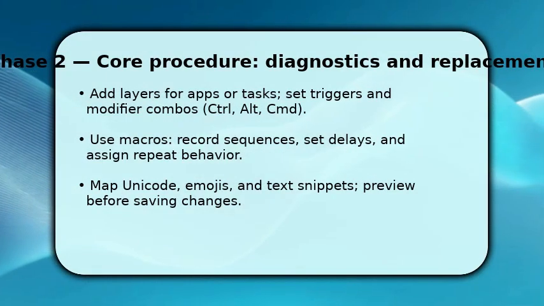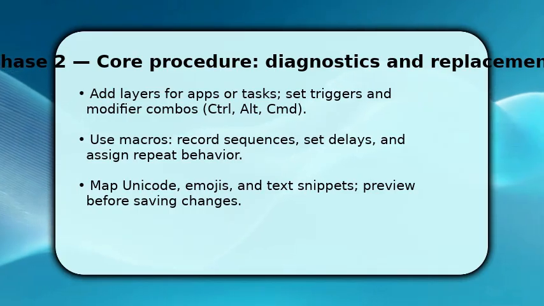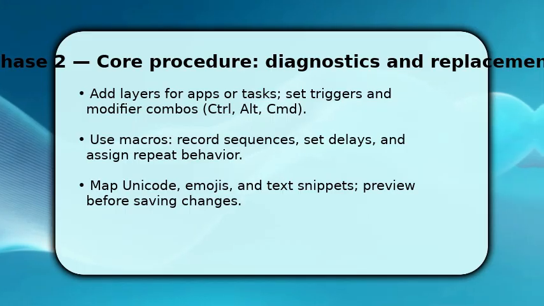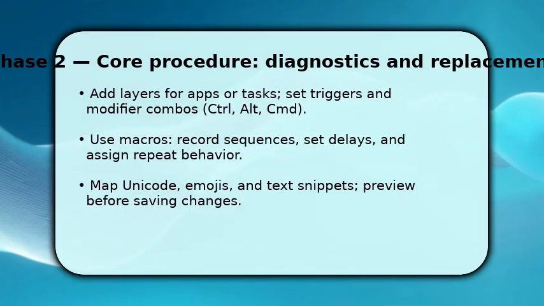Now you construct key maps tailored to workflows. Create layers per app or task and assign triggers using modifiers like Control, Alt, or CMD. This prevents accidental activations. Record macros for repetitive sequences, fine-tune delays, and set repeat behavior so loops don't run wild.